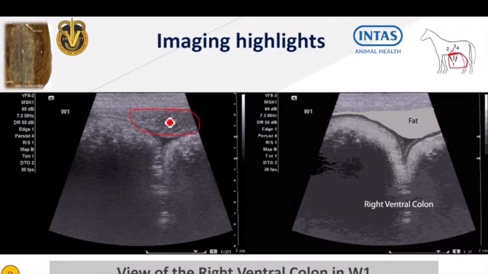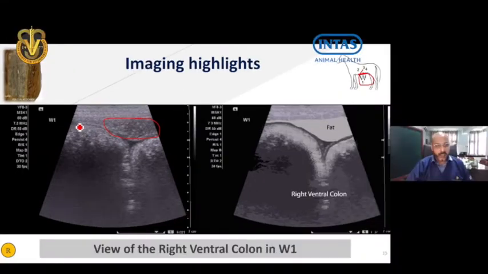Always take care because there is a lot of adiposity in the ventral region. There's a lot of fat here, so never get confused with the fat. Beneath the fat you will find the wall. This is the wall. You can measure the wall of the right ventral colon also. Okay, that is window one.